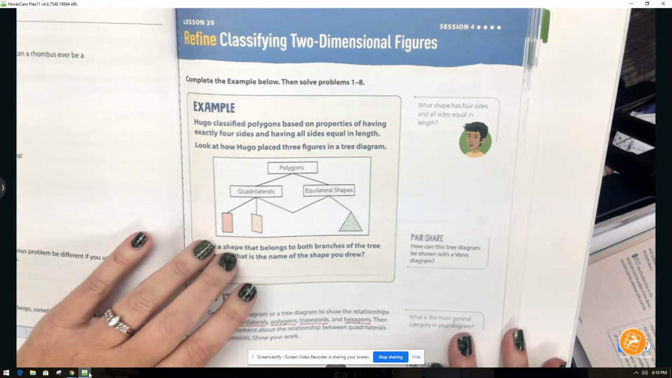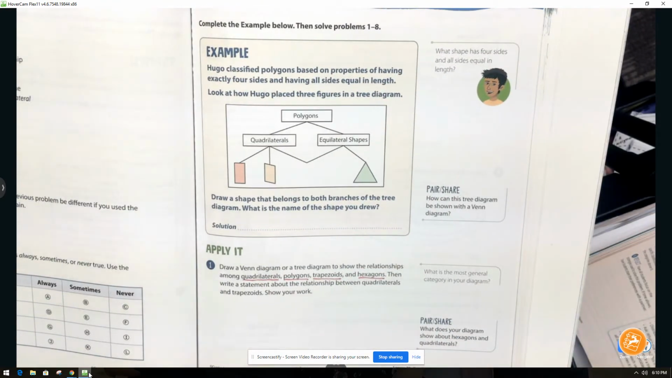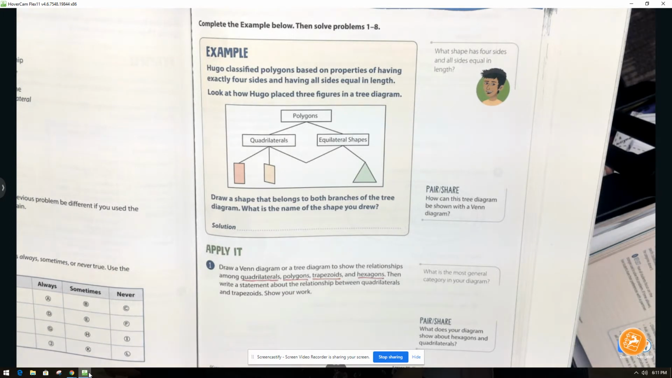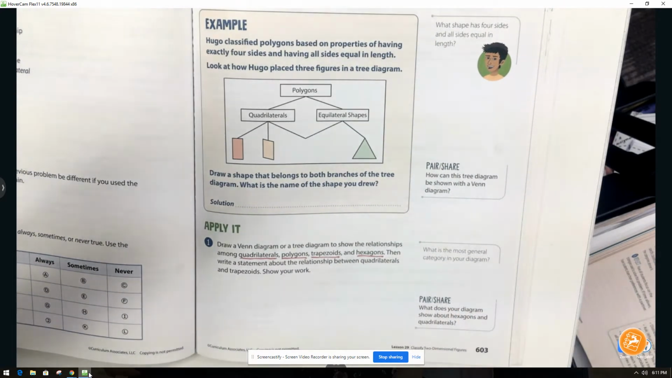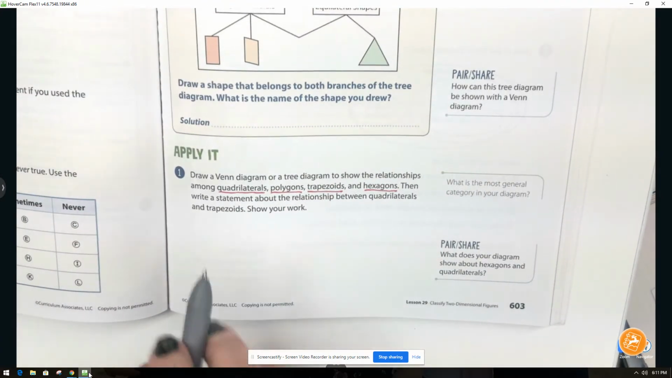All right, this is the refine session. To remind you, this is when I just go through and I read the problem to you and I talk a little bit about it, but I don't solve it for you and I don't work through the problem. As you're going, if you have any questions, you can always email your teacher. Otherwise, let's just go through this refine session.